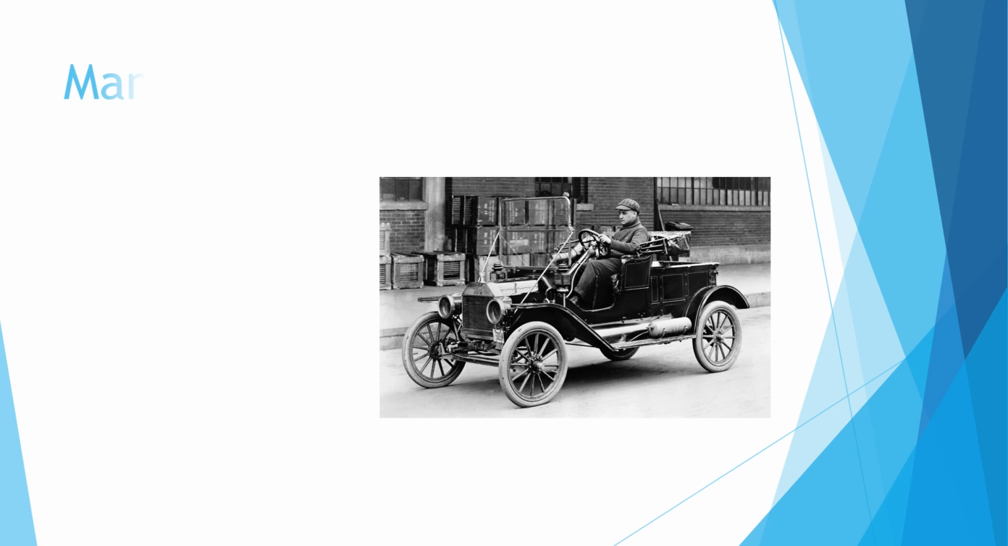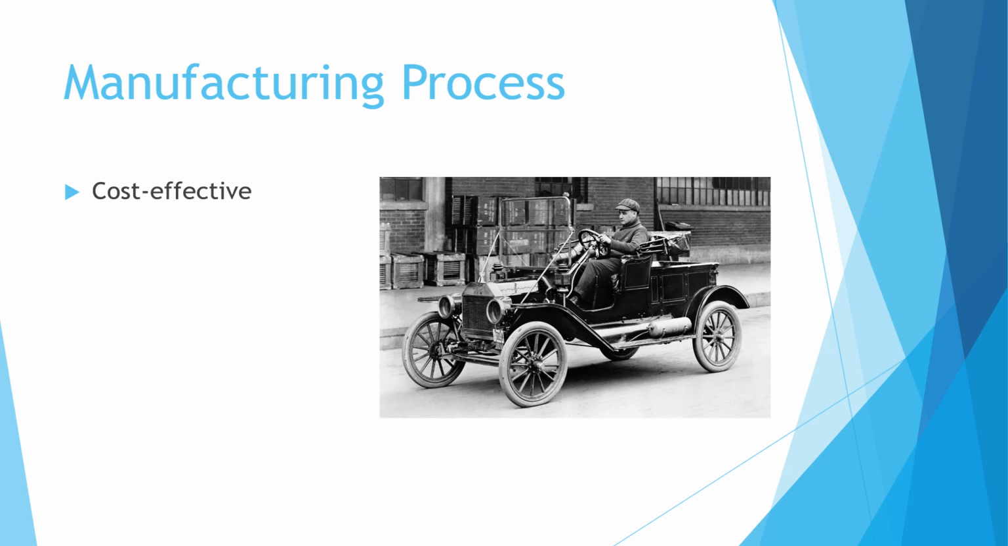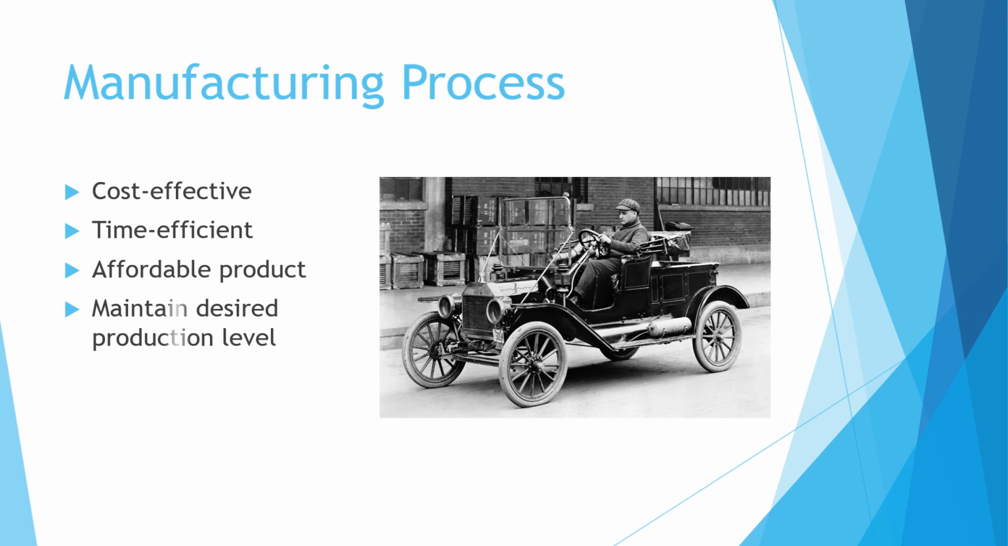Because the novel manufacturing process allowed cost-effective and time-efficient mass production, the company was able to lower the unit price of the Model T and make it affordable for the average consumer while maintaining desired production levels. He knew if he did not build a quality product at a good price, no one would want it, nor would they have the money to purchase it.